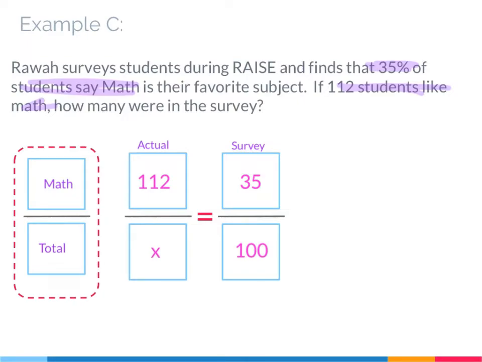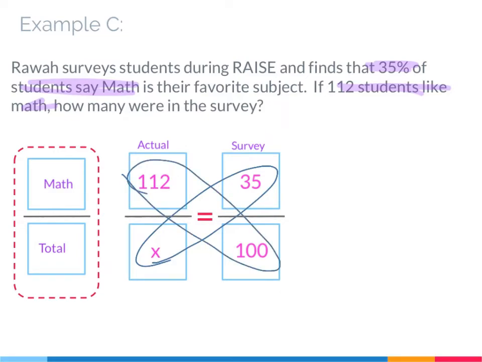So we're going to do some cross multiplication. We've got x times 35 and 112 times 100. X times 35 is 35x, and 112 times 100 is 11,200. So now I've got a 1-step equation. I know how to solve those.